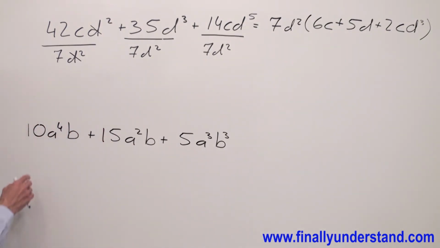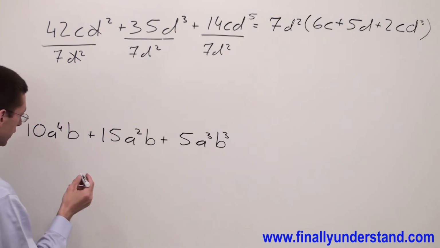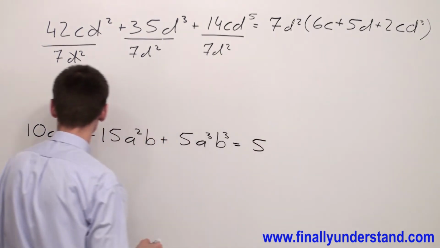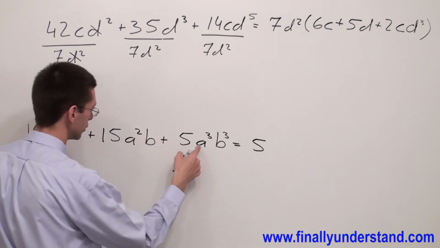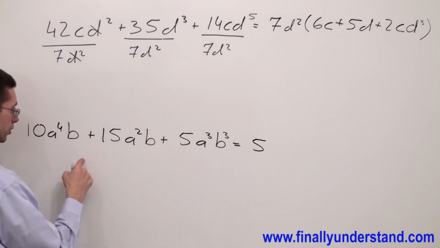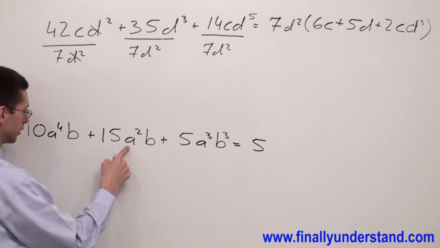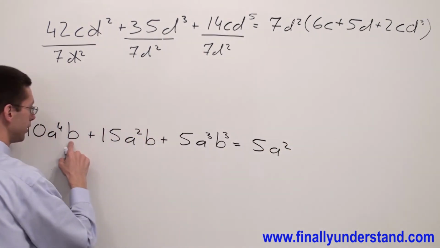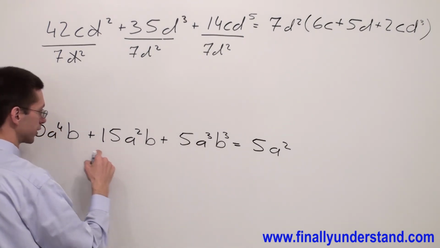Let's take a look at the second example. The common factor for 10, 15, and 5, the greatest common factor, is 5. Now, I have a to the fourth, a to the second, and a to the third. A is part of every single term in this expression. I have to always choose the one with the lowest exponent. For b, I have b, b, b to the third. I have to choose the one with the lowest exponent, that's why I have b.